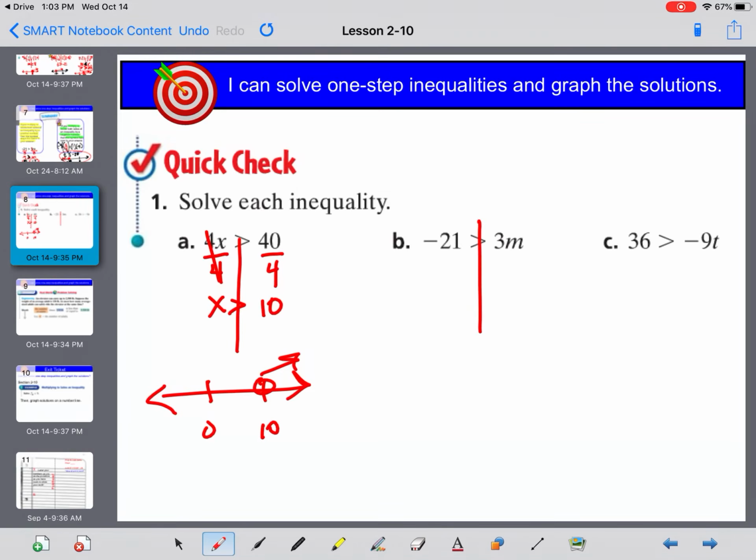In the next one, this one is probably the trickiest one that we're going to see. Oh, maybe not. No, that's not true. I thought it was something else. I see that we have m times 3. We're going to divide both sides by 3, and I'm going to get negative 7 is greater than m.